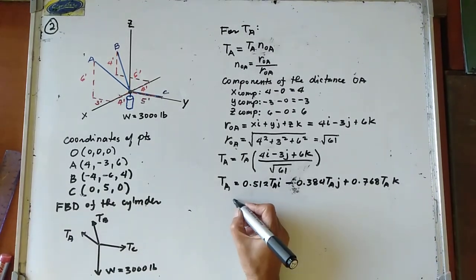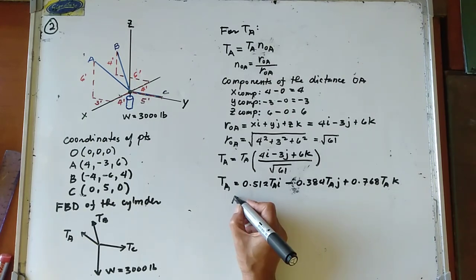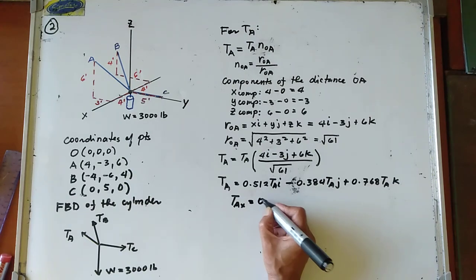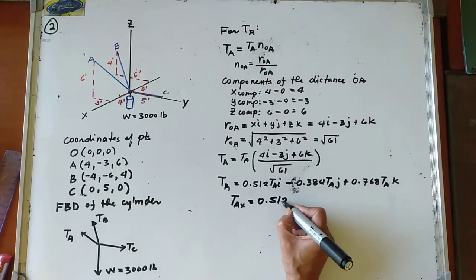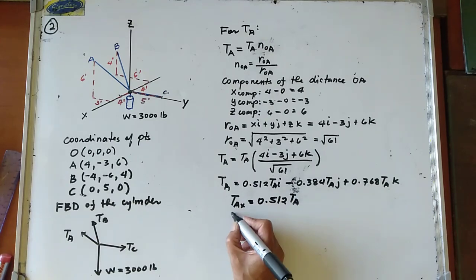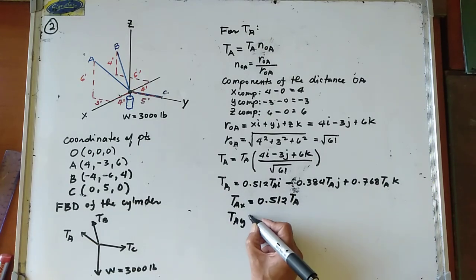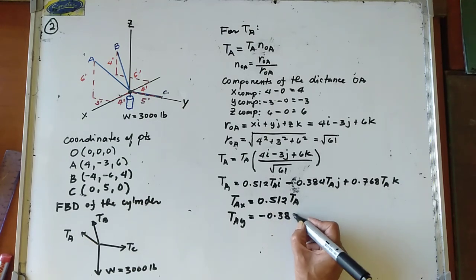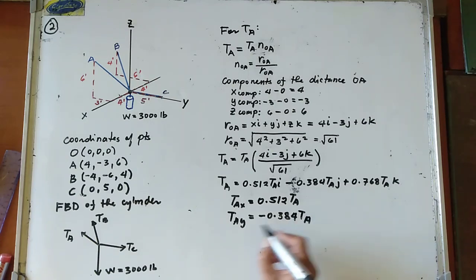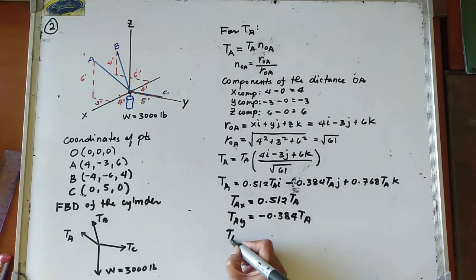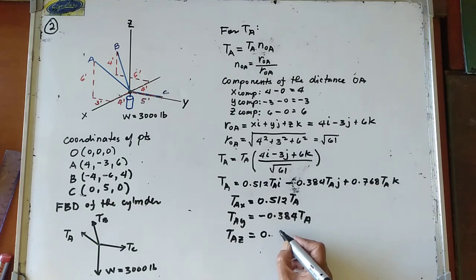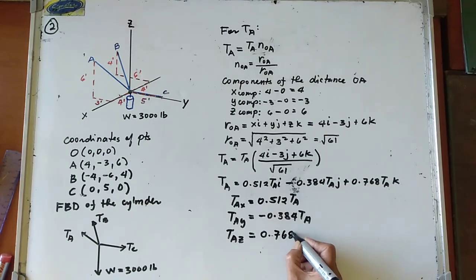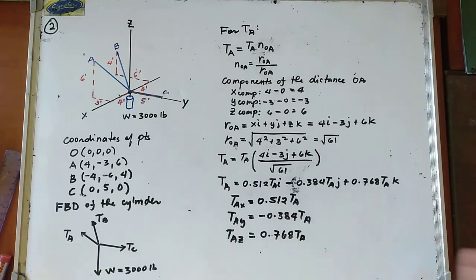Now, in scalar form, your TAX is equal to 0.512 TA. And your TAY is equal to negative 0.384 TA. And your TAZ is equal to 0.768 TA.